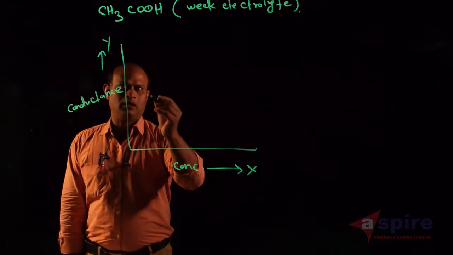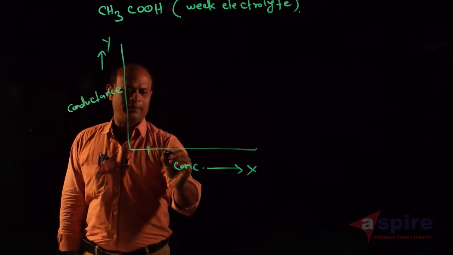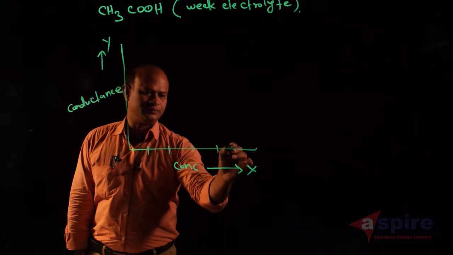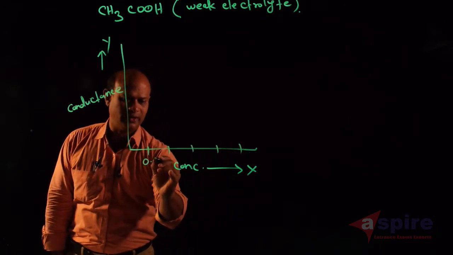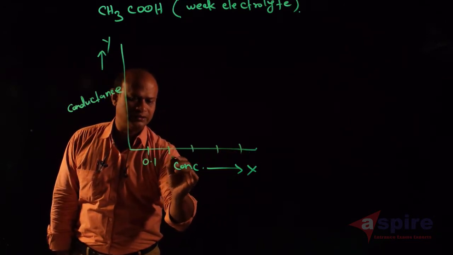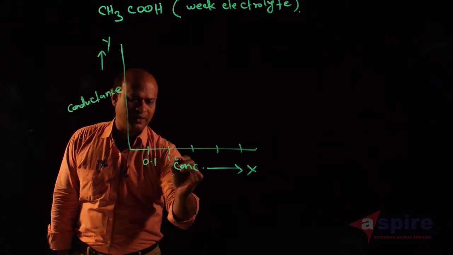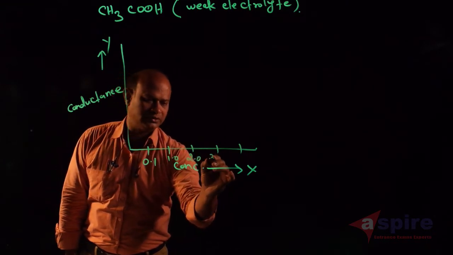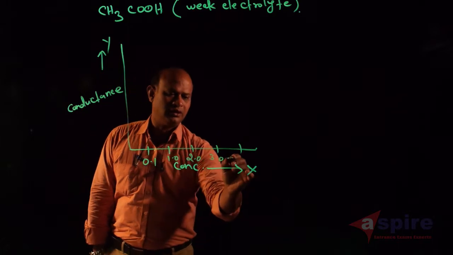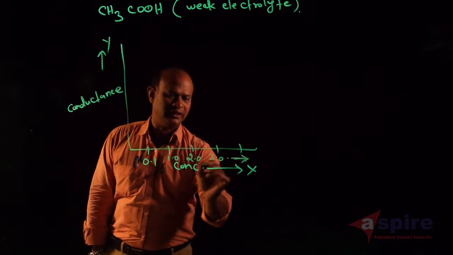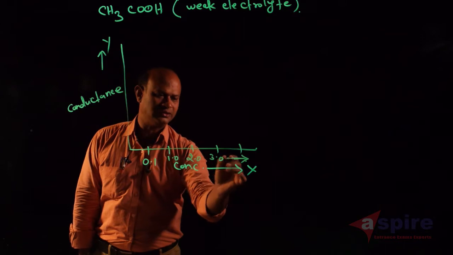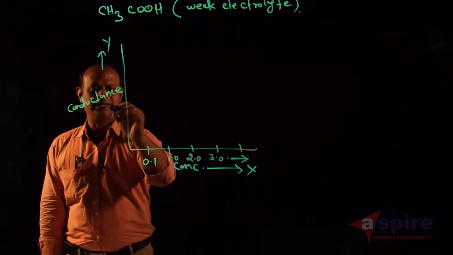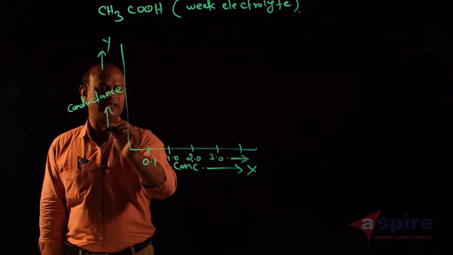So I am going to take different concentrations. For example, this is 0.1 concentration, this is 1.0, this is 2.0, this is 3.0. For example, the concentration keeps increasing. If we move from left to right, the concentration increases. Similarly, will the conductance increase or decrease?